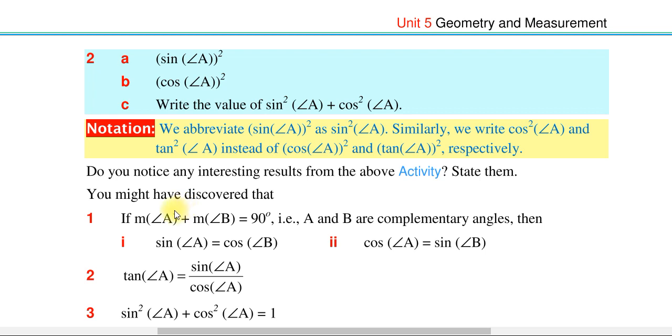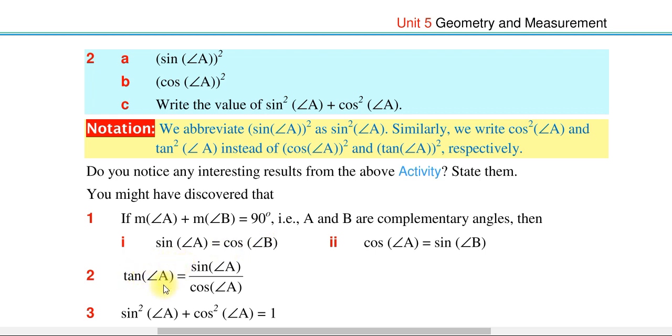So we might have discovered that if the measure of angle a plus the measure of angle b is equal to 90 degrees, a and b are called complementary angles. So sin of a is equal to cos of b for complementary angles, and cos a is equal to sin b.